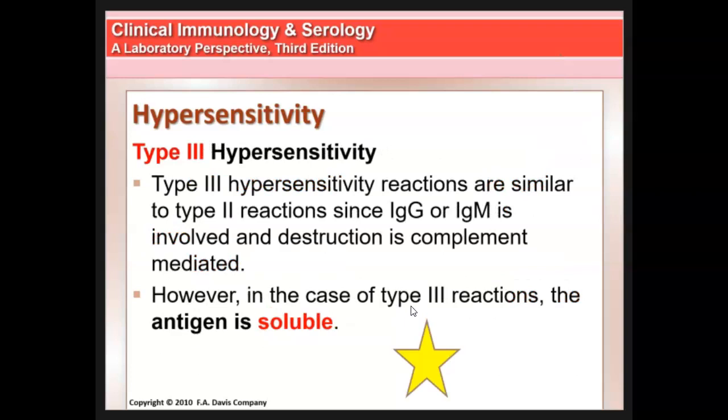Now we're moving on to type 3. Type 3 hypersensitivity, you have soluble antigen that binds with antibody and precipitates out in tissues, causing complement binding, especially in the glomerular basement membrane, vascular endothelium, joint linings, and alveolar membranes. So you have IgG and IgM involved. However, in the case of type 3 reactions, the antigen is soluble.